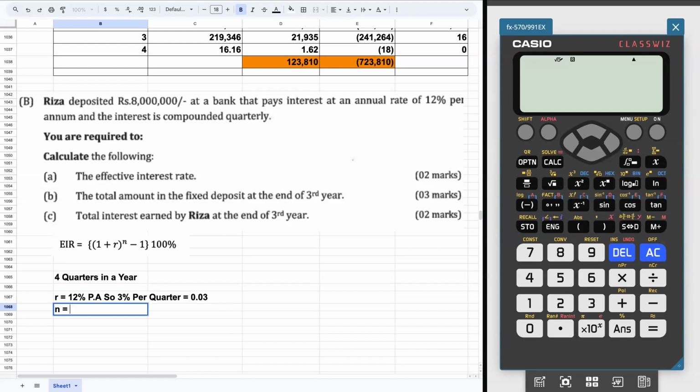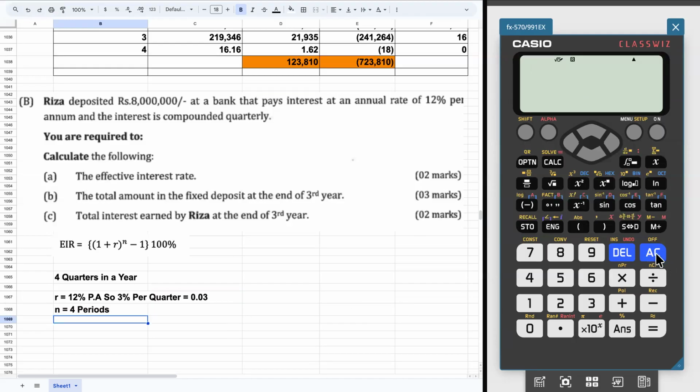And how many quarters are available in 1 year? That is going to be 4 periods, because we are going to calculate the annual effective interest rate. So now we can apply the formula: open bracket, 1 plus R, where R is 0.03, close the bracket, put the power n, which is 4 periods, and take away 1. Get the answer and multiply it by 100 to get the percentage value.